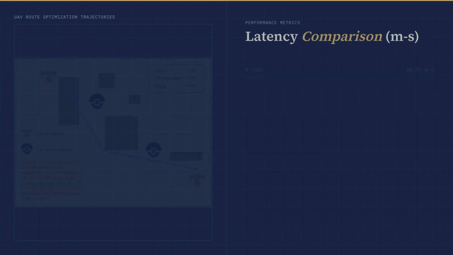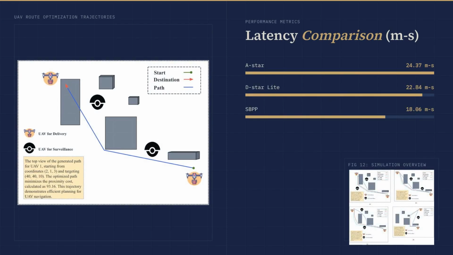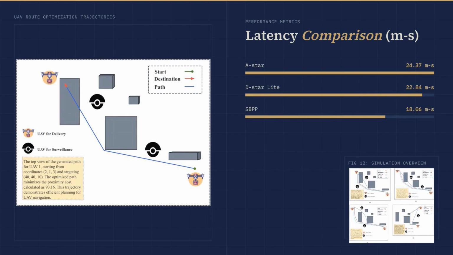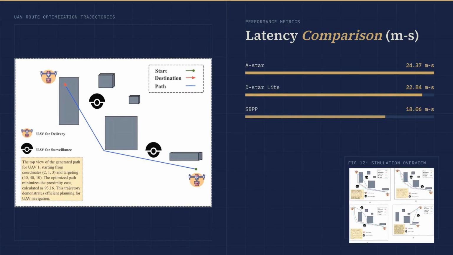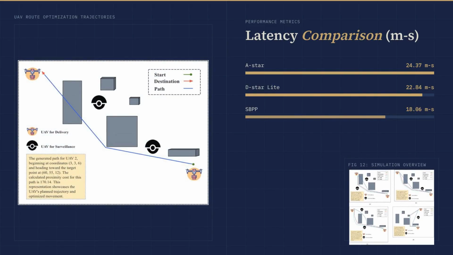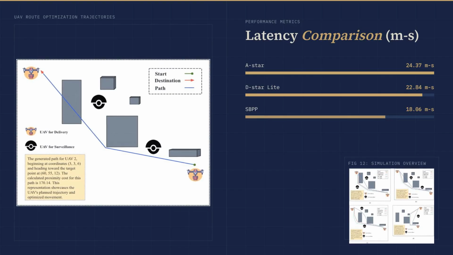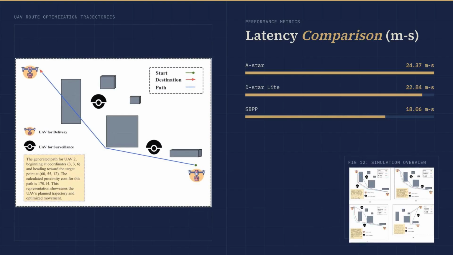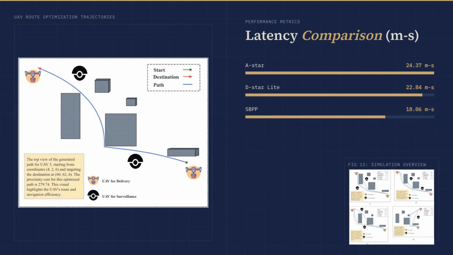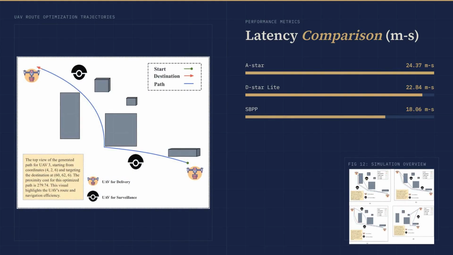We tested the method in a 64 by 64 by 64 simulation environment with 12% obstacle volume. The experiments included both a single UAV and a network of 4 UAVs assigned to 4 destinations. In every test case, SBPP achieved the lowest pathfinding time compared with A* and D* Lite.